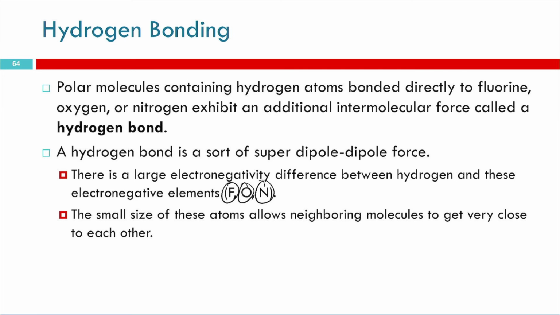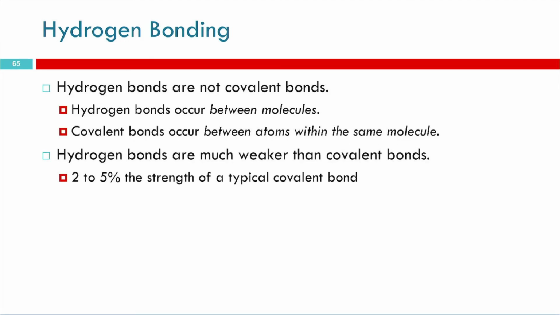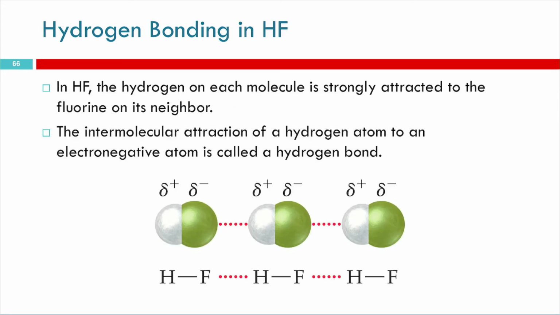The small size of these atoms allows neighboring molecules to get very close. And because of that closeness, they form a sort of pseudo bond, almost an ionic bond in strength. So hydrogen bonds are not covalent bonds. Hydrogen bonds occur between molecules. Covalent bonds occur between atoms within the same molecule. So hydrogen bonds are much weaker than covalent bonds, 2 to 5% the strength of a typical covalent bond, but still much stronger than your London dispersion forces.